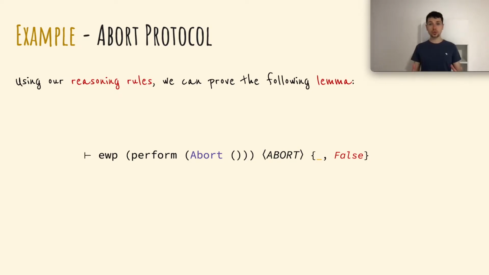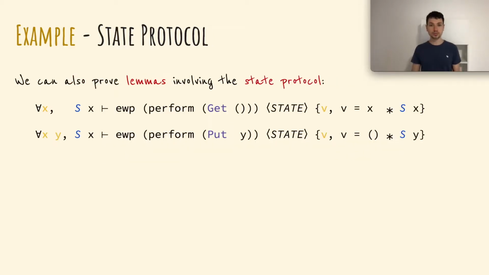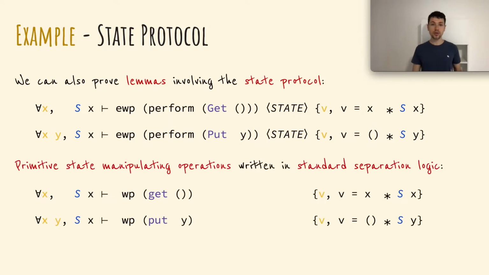Using these reasoning rules, we could, for example, prove that the program perform abort satisfies this specification. And the specification basically reads as we can never return because the postcondition is false. The rule we use to derive this specification is the rule effect. Also, we can derive the specification for the program perform get and perform put. And we see the similarity to their equivalent in standard separation logic.